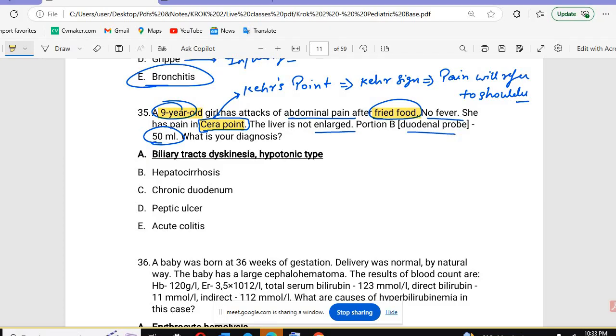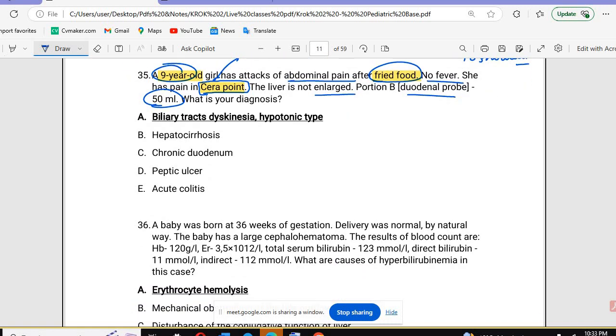And the portion B, duodenal probe. In the duodenum we have the ampulla of Vater, where the common bile duct opens. So what is your diagnosis? This is basically a motility disorder seen in this patient. And when we talk about the abdomen, we have 4 quadrants. This is the right upper quadrant, the left upper quadrant, the right lower quadrant, and the left lower quadrant.